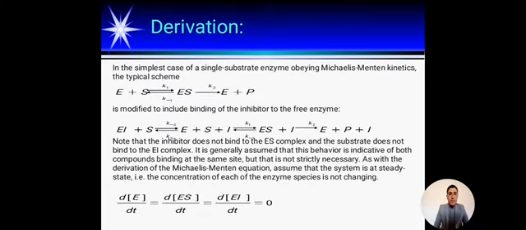In the simplest case of a single substrate enzyme obeying the Michaelis-Menten kinetics, the typical scheme is as the first equation in this slide. After adding the inhibitor, the equation becomes as the second equation in this slide. And if we assume that the system is at steady state, we will get the third equation in this slide.